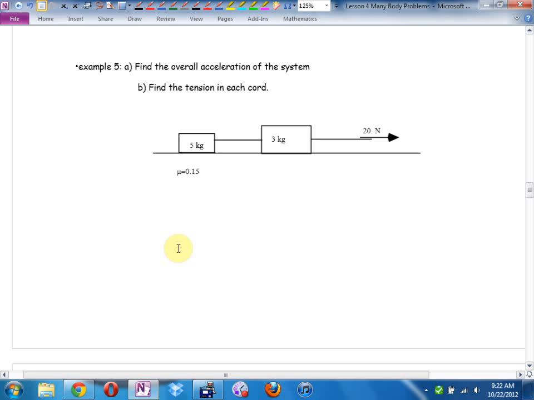So I look at this one and I say, it says find the overall acceleration and then find the tension. I think that 20 is winning. Let's see. I would go: M1G, normal force 1, there is friction, there is tension. M2G, normal force 2, the applied force of 20, tension, and there's going to be some friction as well. I'll call that friction force number 2.